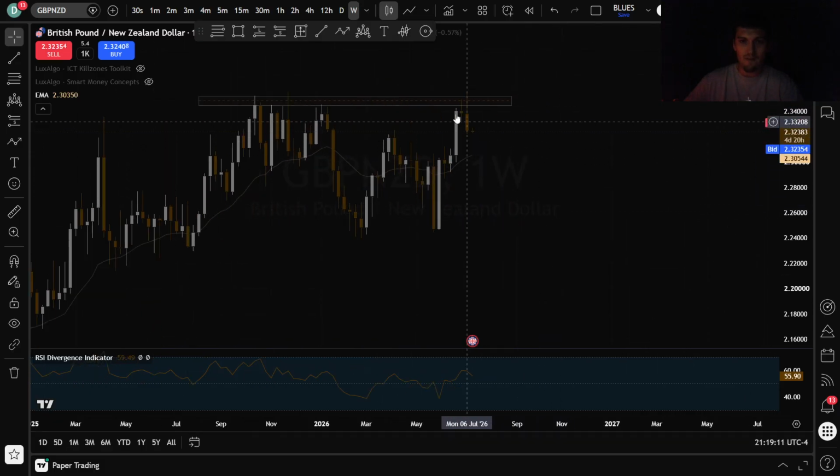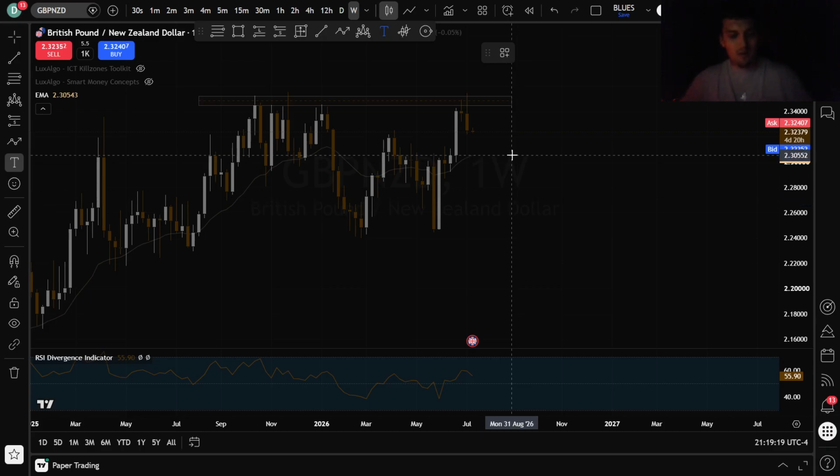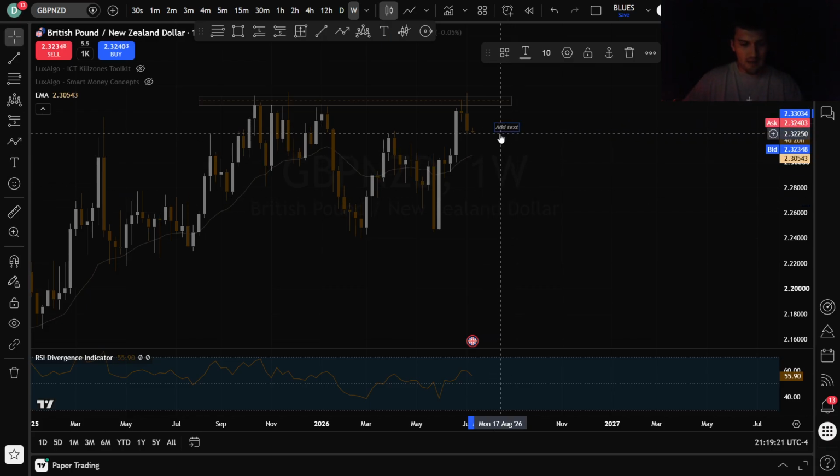And then we also have very good price action. Big engulfing candlestick at this key zone that we've already failed 3 times to push through. So we are going to add a note saying that our weekly is bearish.